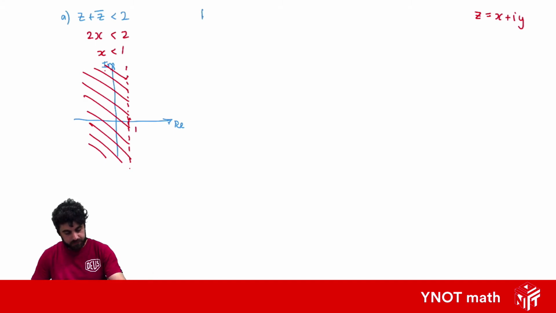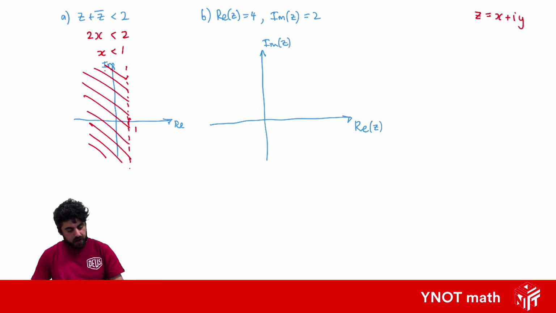Let's look at another example. We have the real part of z equals 4, and the imaginary part of z equals 2, and we want to sketch this on our Argand diagram. So we have our real axis and our imaginary axis in terms of z. Now, where our real part is equal to 4, that's just here. So we can sketch this line that shows that. And where our imaginary part equals 2, that's just a 2 here. And we can draw in a horizontal line showing all the values where the imaginary part is equal to 2.